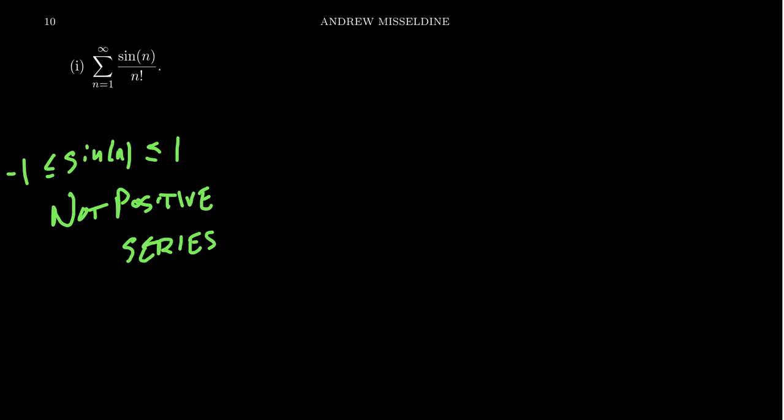That's an important thing to make mention of, because the fact that it's not positive means that we can't use the integral test. Even if we could find the antiderivative of sine of x over x factorial, whatever x factorial even means, the integral test does require that this thing be eventually a positive function. It also has to be eventually continuous and eventually decreasing, but sine of n will never be eventually positive because it will be equally likely negative as it is positive. So the integral test doesn't apply here.